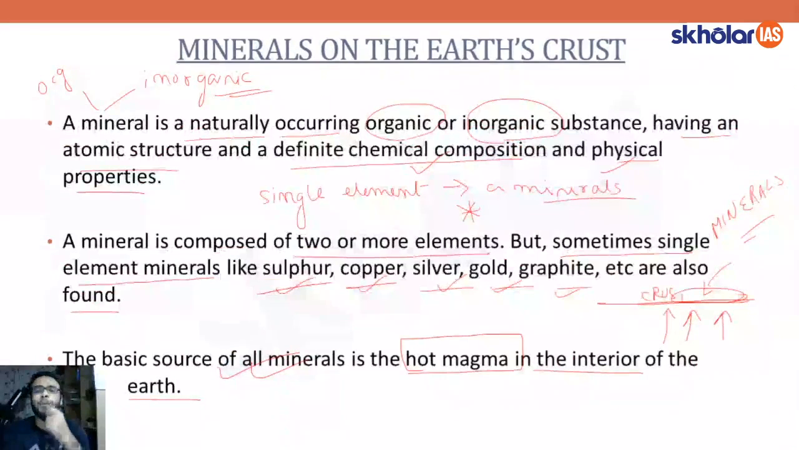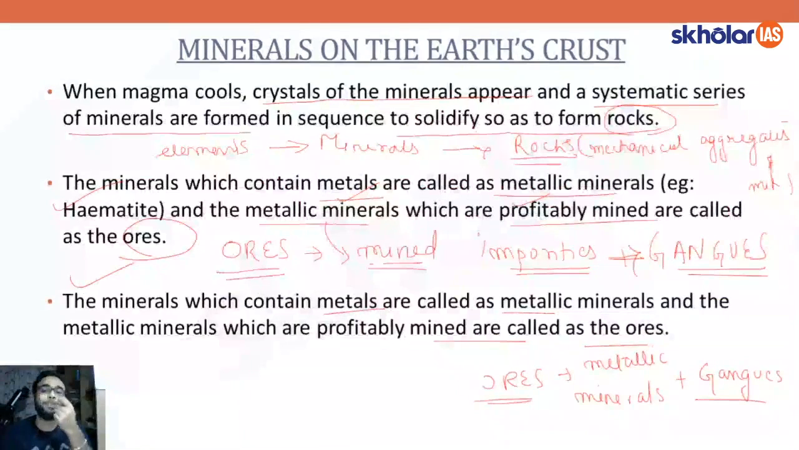Fine. Now minerals can be both organic and inorganic, right? So what is the basic source of all minerals? The basic source of all minerals is your magma. So when this magma cools, what will happen? It will give us different minerals, and these minerals combine to form rocks. Understood? So from elements we get minerals, from minerals we get rocks. So what are rocks? Rocks are nothing but mechanical aggregates of minerals. All right. So metallic minerals which are mined are called ores.